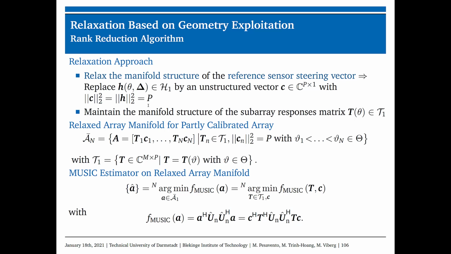However, we maintain the manifold structure of the subarray response matrix T of theta that does not depend on the subarray displacements delta. Hence, we introduce a relaxed or partially relaxed array manifold calligraphic AN over bar as a set of all steering matrices A with columns that can be factorized as a matrix T times an arbitrary vector C, where T belongs to the manifold calligraphic T1 and C is an arbitrary norm P complex vector.